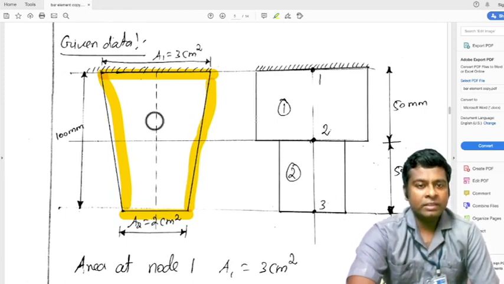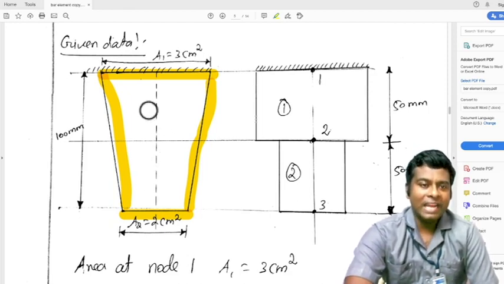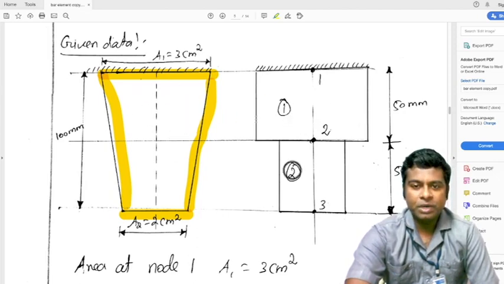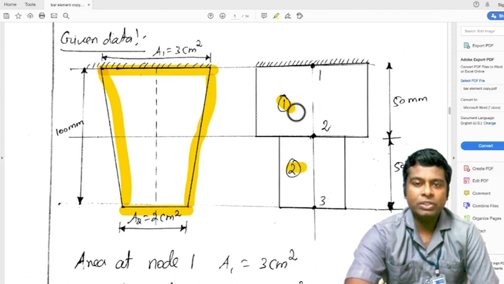So in our question, the given element count is two finite elements. Therefore, this taper bar is discretized into two elements. For simplicity, here I transform this taper bar into a stepped bar, and that stepped bar is discretized into two elements, element 1 and element 2. Element 1 has two nodes, node 1 and node 2. Element 2 has two nodes, node 2 and node 3.